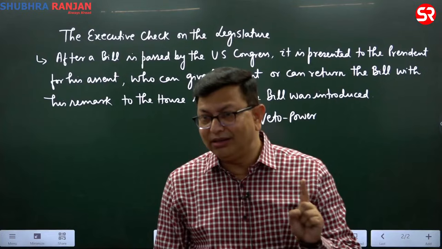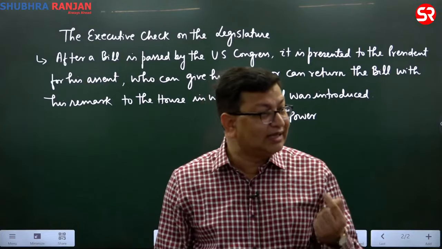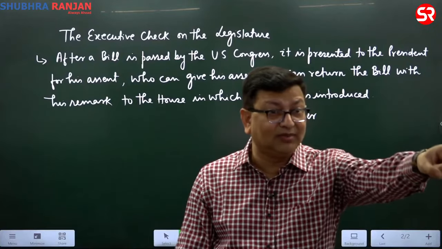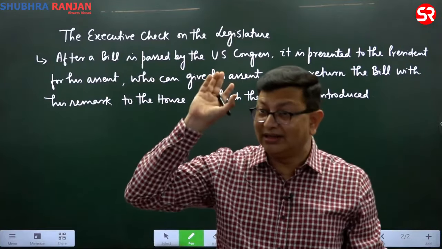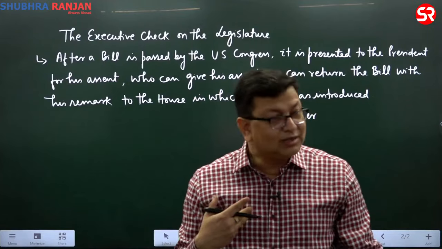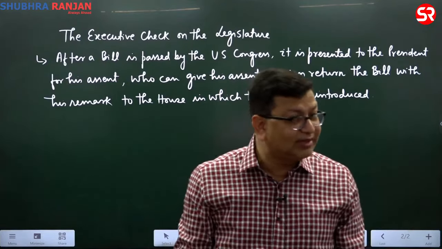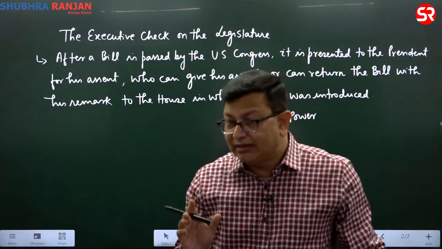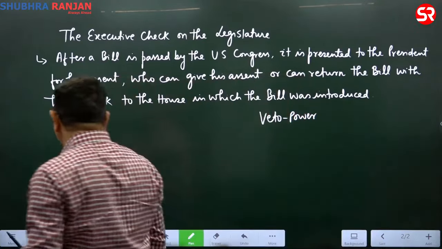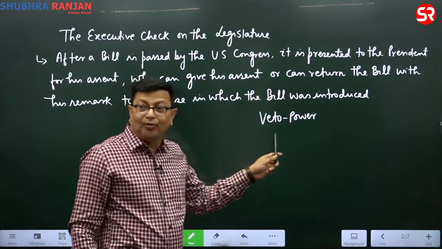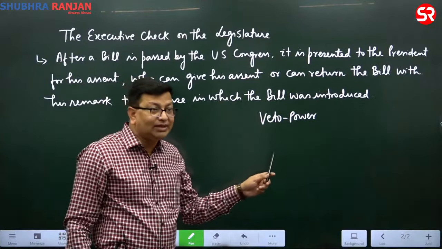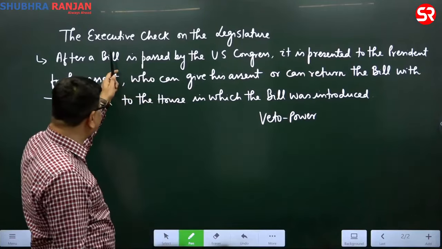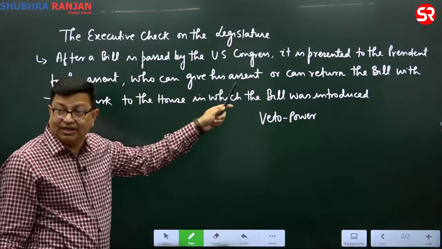But it is very difficult. It has never happened that a bill rejected by the President has been passed by both the houses by two-third majority. Because the President's own partymen may be there in the House of Representatives as well as in the Senate. So it is a difficult proposition. That is why we say that the American President has got a veto power. Veto power means he can refuse to sign a bill. So this is the executive check on the legislature.